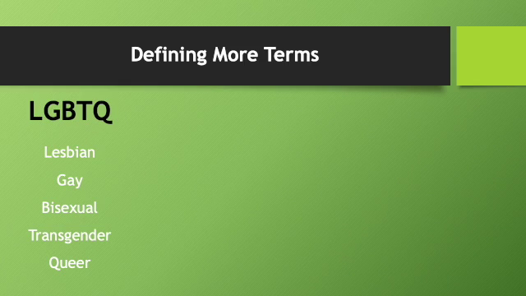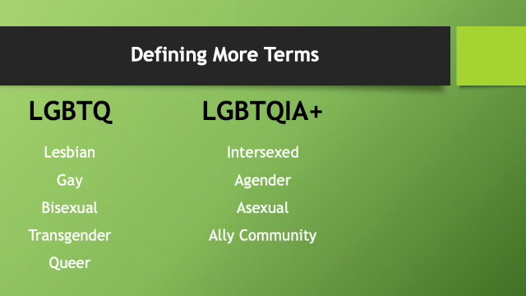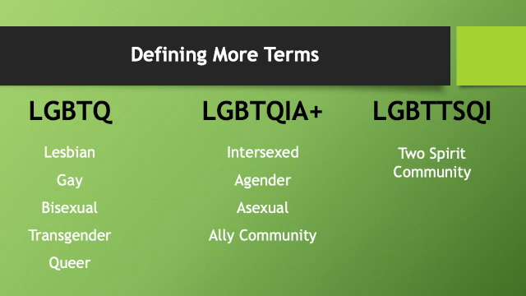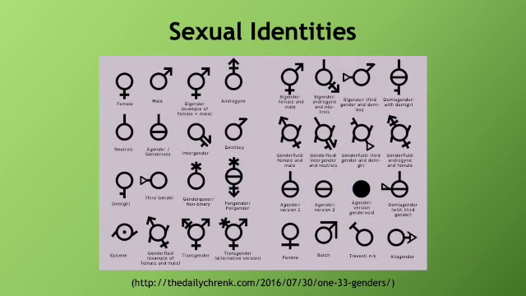There are also more updated abbreviations that are being used more and more today, like LGBTQIA+, which includes even more types of sexualities like intersex, agender, asexual, and ally community, or LGBTTSQI, which further includes the two-spirit community. As you can tell, there are an infinite number of sexual identities that one could express, and there are most likely some which have not even been defined yet.